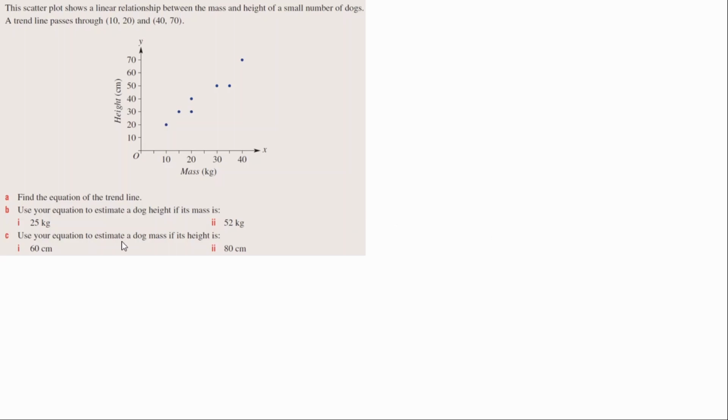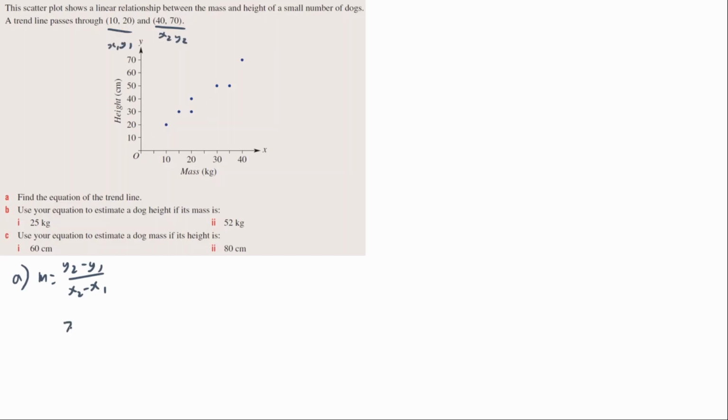Alright, so first step, finding the equation of the trend line. So remember, I need to use this formula, m equals y2 minus y1 over x2 minus x1. So I've got my values here. I'm going to call this x2 y2, I'm going to call that x1 y1.